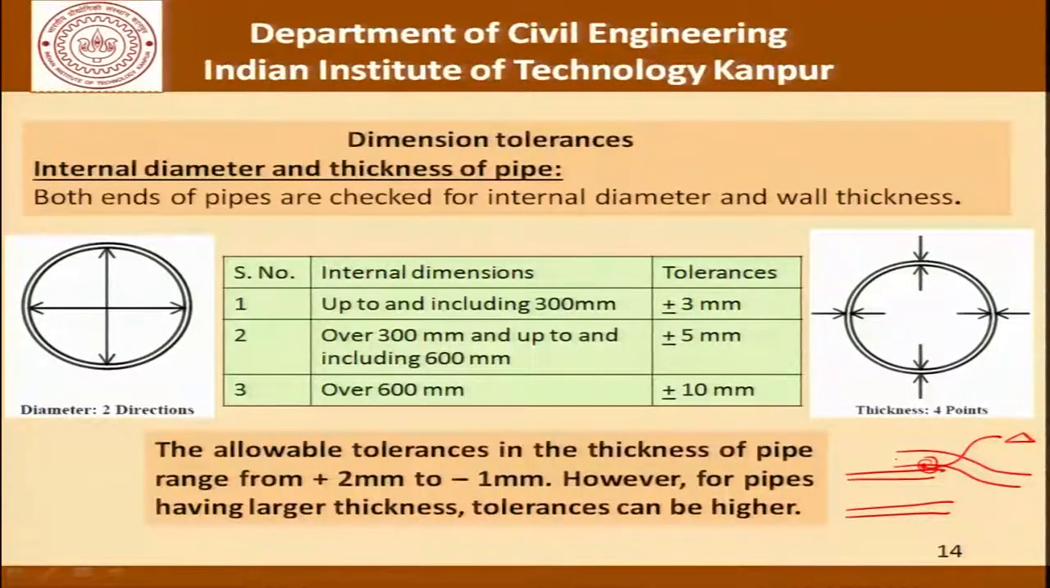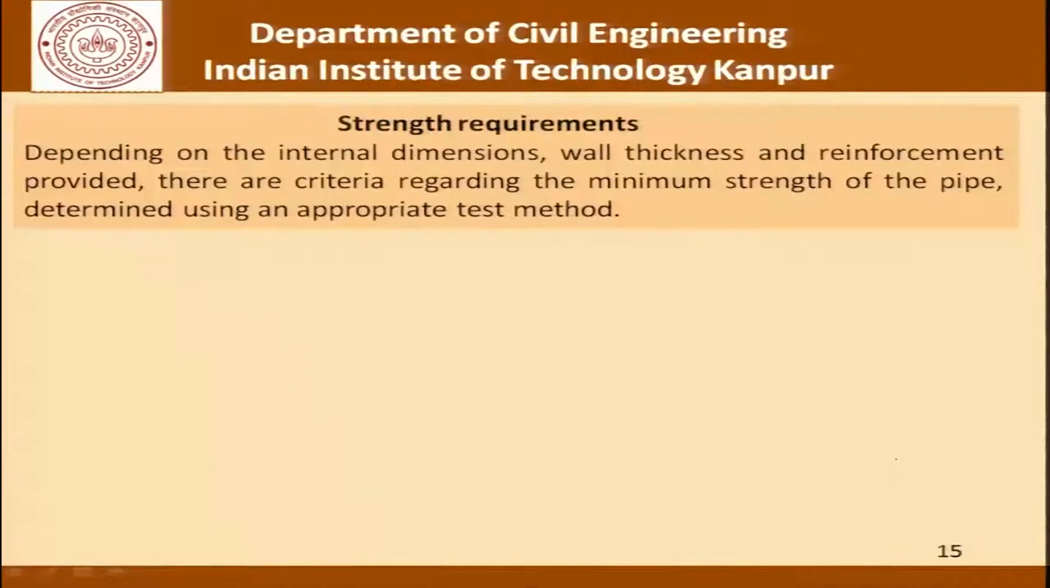The allowable tolerances in the thickness of the pipes range from plus 2 mm to minus 1 mm, however, for pipes of larger thicknesses, tolerances may be higher. So I'm not particularly insisting on a particular tolerance as far as this discussion today is concerned. What I'm only trying to flag repeatedly is the importance of having tolerances for each and every dimension that we are looking at. As far as strength requirements are concerned, depending on the internal dimensions, wall thickness and the reinforcement provided, there are criteria regarding the minimum strength of the pipes to be determined using an appropriate test method.